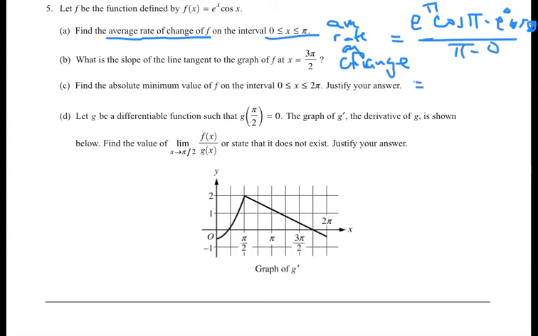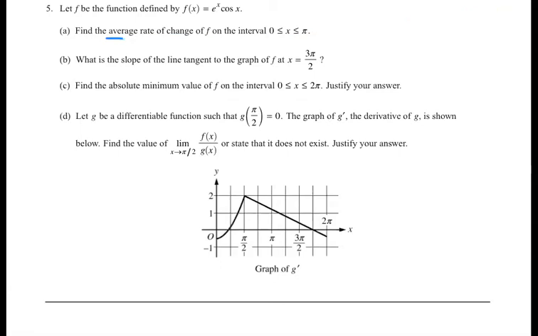But if I go ahead and do this, e to the 0 is 1, cosine of 0 is 1. So this is going to be -1 over here on the left, and then cosine of pi is -1. So that'd be negative e to the pi all over pi. If you simplified it, that'd be your answer for part A.